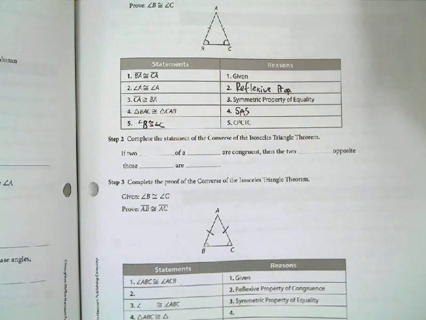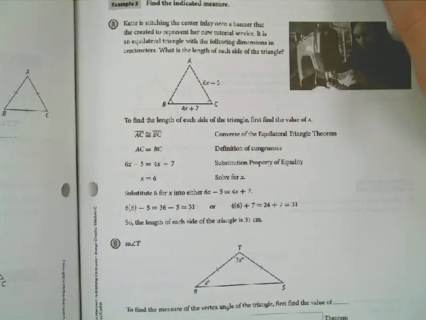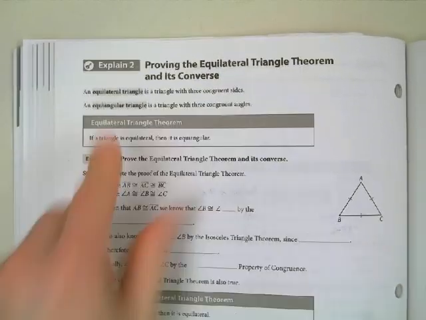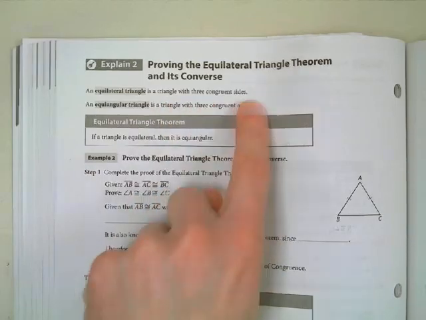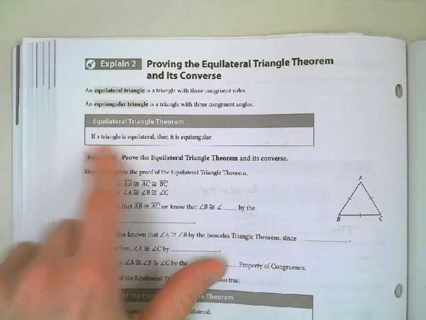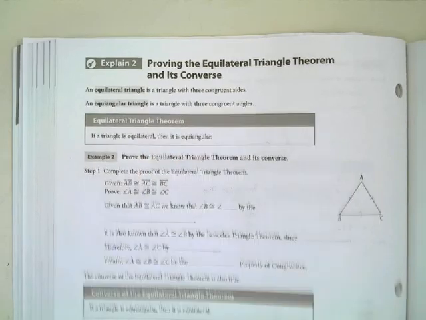And now we're going to look at equilateral, equiangular triangles. I already told you about this, though, right? This is something we've seen. An equilateral triangle is a triangle with three congruent sides. An equiangular triangle is a triangle with three congruent angles. If a triangle is equilateral, then it's equiangular. And likewise, if a triangle is equiangular, then it's equilateral. We won't prove it, but we've already seen that. That's it. Okay, that's the idea.